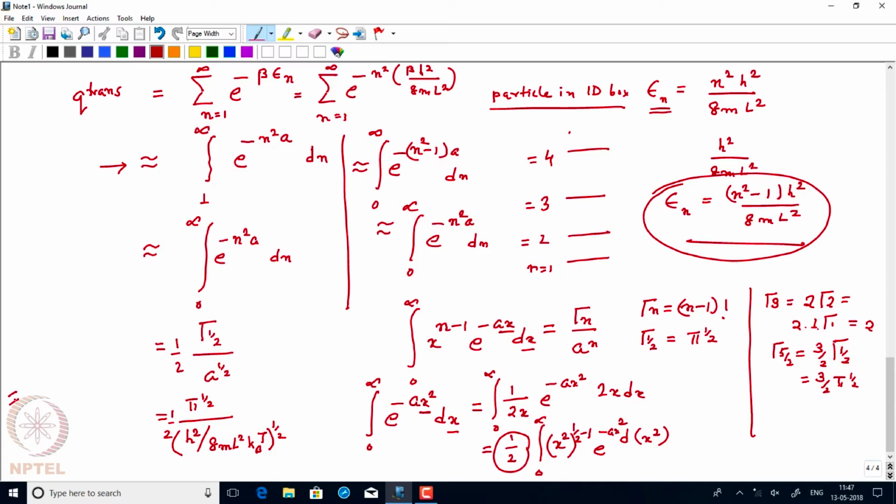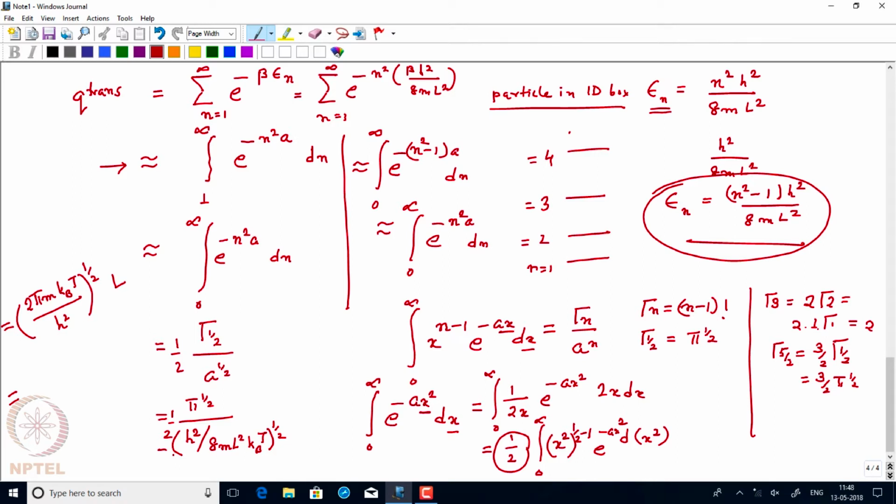Let me actually write it in a more compact form. So this square root of 8 will be in the numerator. Square root of 8, we could write it as 4 into 2, so that 4 comes out. So that cancels with the 2 in the denominator. So I'll be left with 2, and I have a pi, and then all these things, m kbT divided by h bar squared, the entire thing to the power half, and into L.